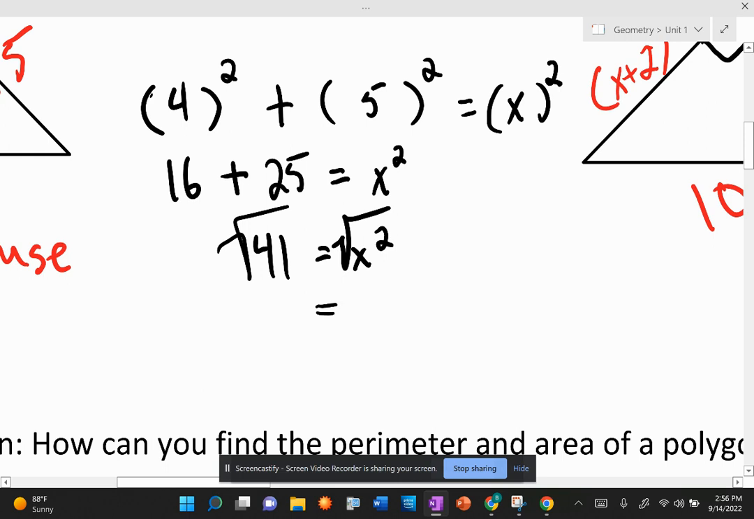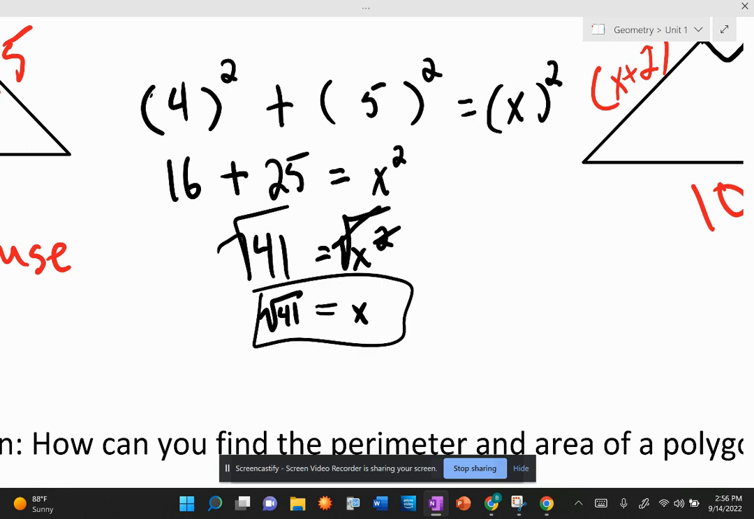Here is how I want you to write your answer. Now, this is a teacher's choice sort of thing. My preference is that you answer it like an algebra student: the radical and the exponent will cancel each other out. You're just left with x. And then I can't reduce that down because 41 is what kind of number? A prime number. So I'm just going to leave it as x equals the square root of 41.